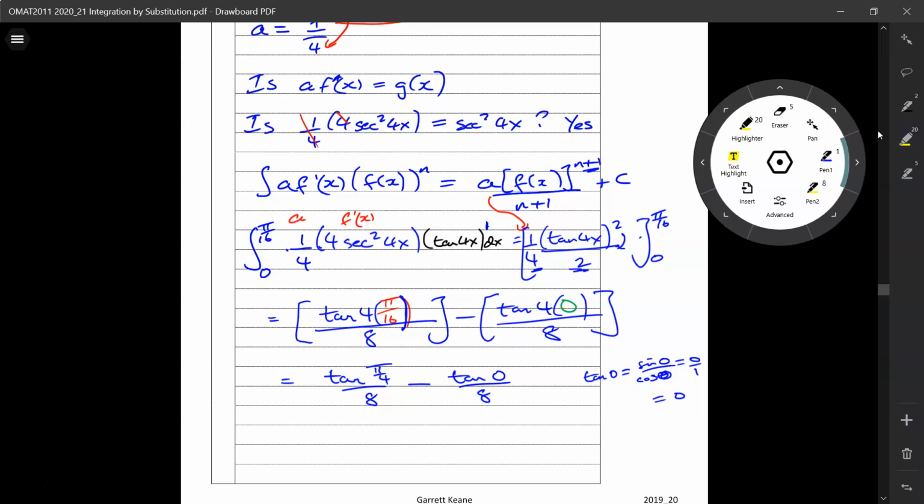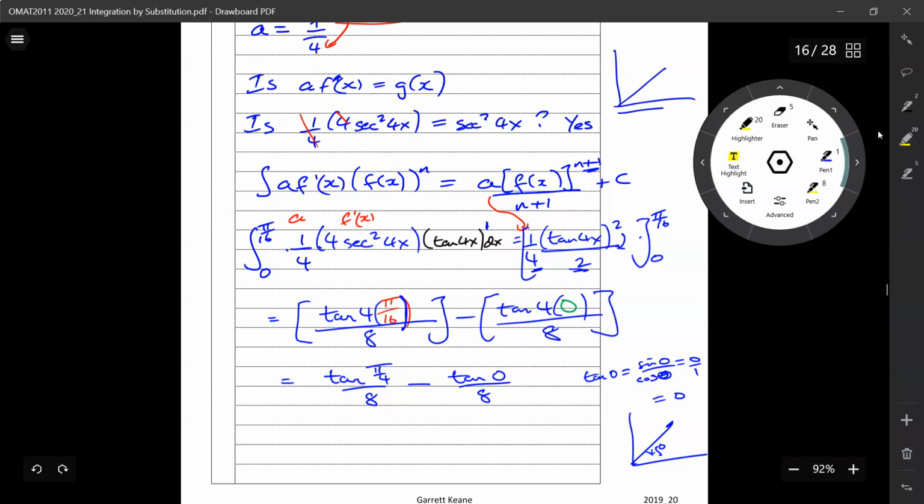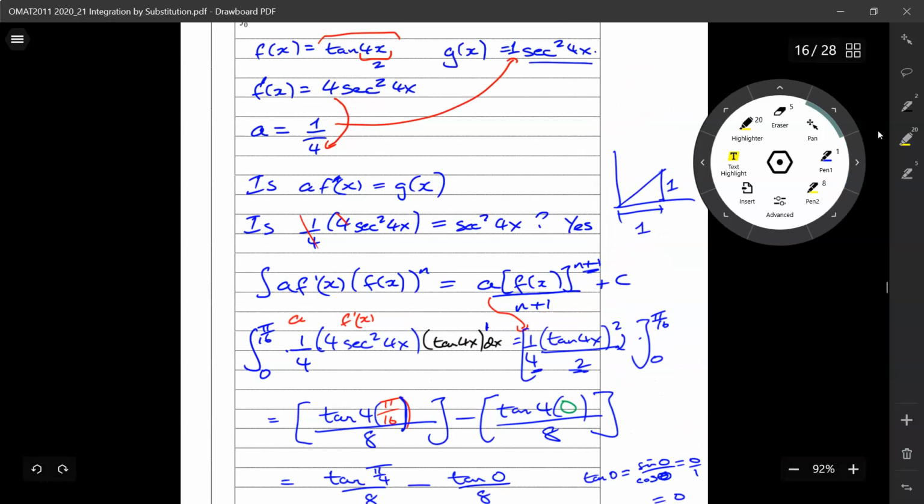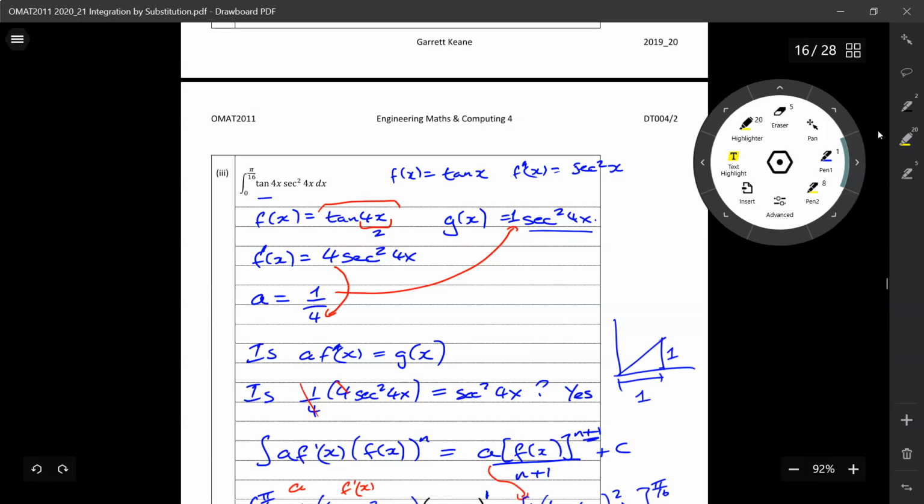The tan of pi over 4 is 45 degrees, and the tan is the same as the slope of a line, and the slope of a line of 45 degrees is 1. That means that if I have a line that's at 45 degrees, if I go 1 in the x direction, I go 1 in the y direction. So the tan of pi over 4 is 1. That gives me 1 over 8 minus 0, so it's 0.125. And that is the definite integral of this function, which you see up here.